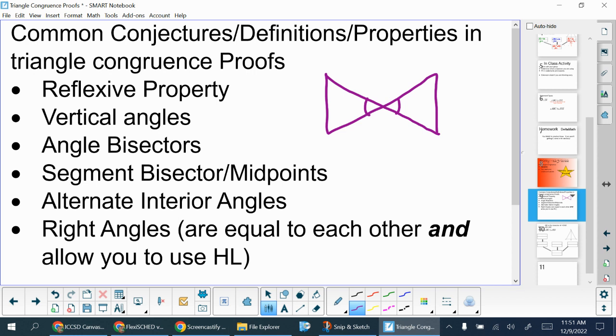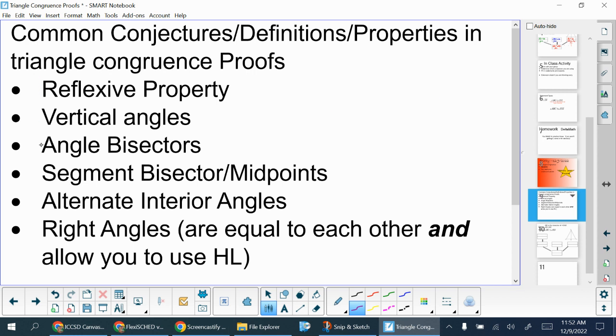The nice thing about these first two, reflexive property and vertical angles, is you don't need any additional information to know that those two things are true. Anytime you see a picture that looks like this, think of vertical angles. Anytime you see a picture that looks like two triangles that share a side, think reflexive property.